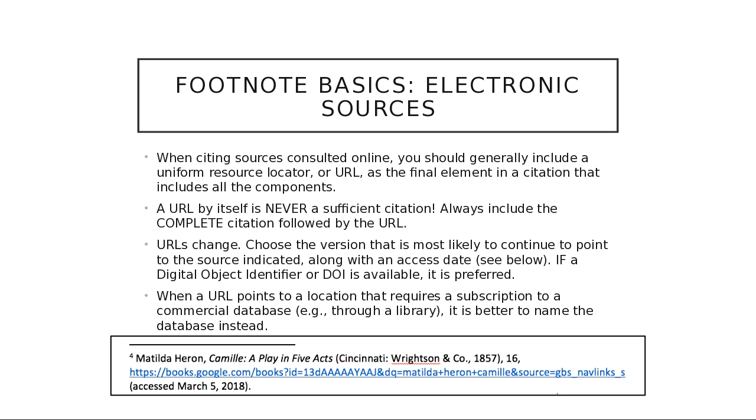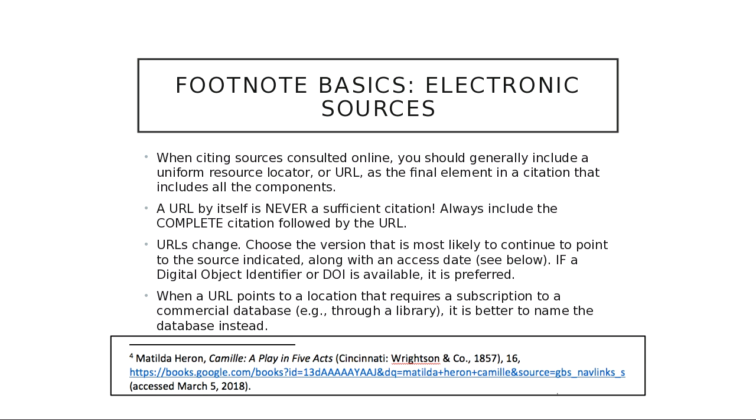So electronic sources. Chicago recommends that whenever you're drawing from internet sources, you include a uniform resource locator, or URL, as the final element in the citation. I really want to underscore that a URL by itself is never sufficient. It's never sufficient because you don't have author, title, publication information. If that's not there, your citation isn't complete. So never just use a URL.